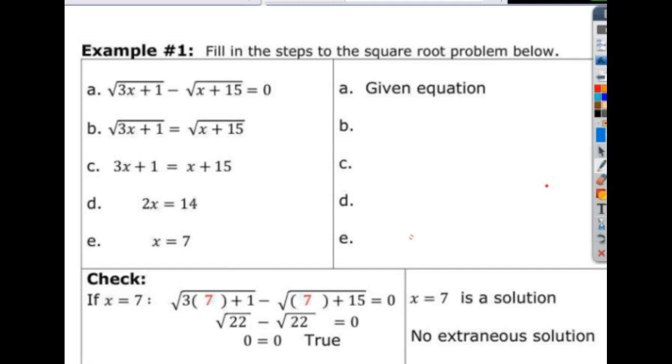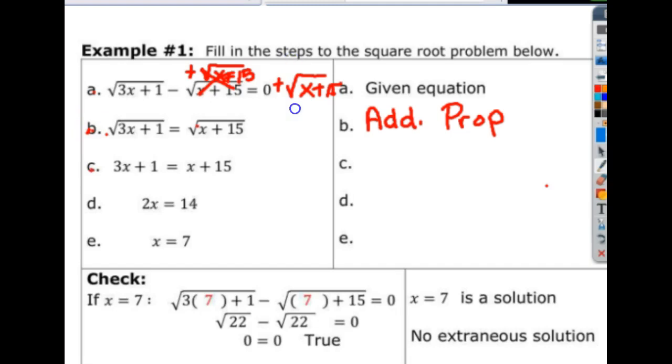Now, what happened between step A and step B? What happened to this part right here? If you add this whole thing on both sides, this cancels out and this is what you get. And so that is called the addition property of equality. We added that to both sides so that there would be a square root on both sides.